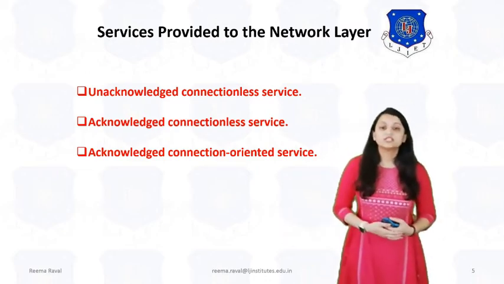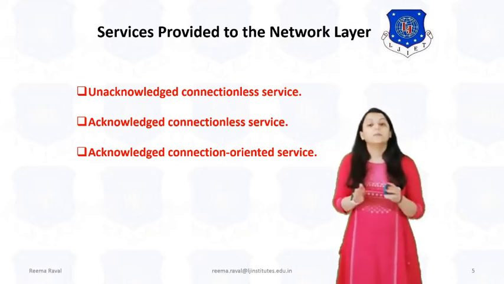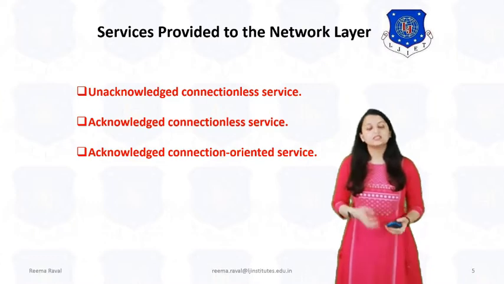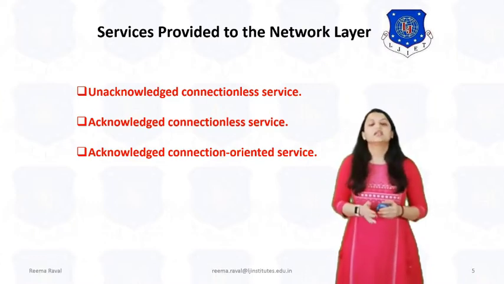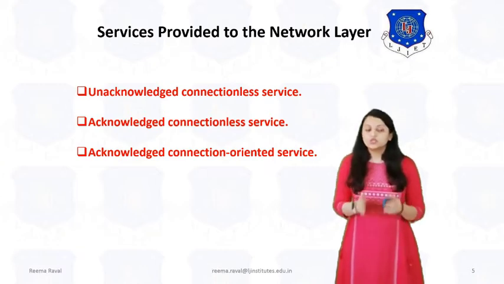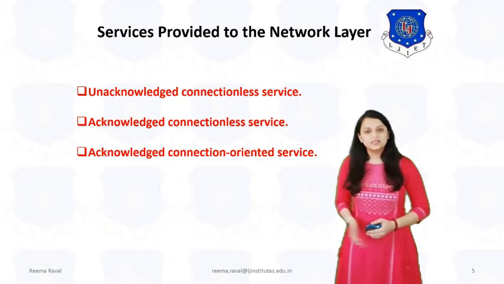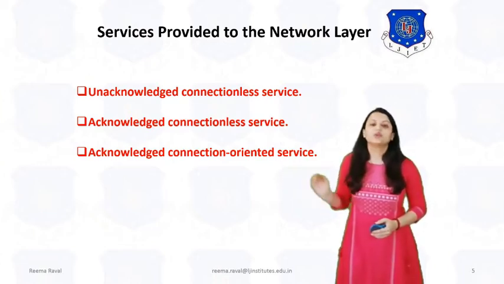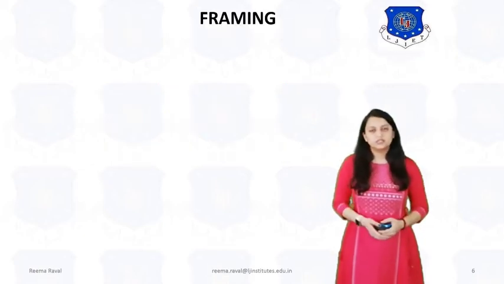Next is acknowledged connection-oriented service, which we can call a more reliable service because here the acknowledgement is received as well as it is connection-oriented service where a dedicated physical path is established, so to ensure the correct delivery of the data. So you can say that the acknowledged connection-oriented service is more reliable than the others. Now you can easily differentiate this.